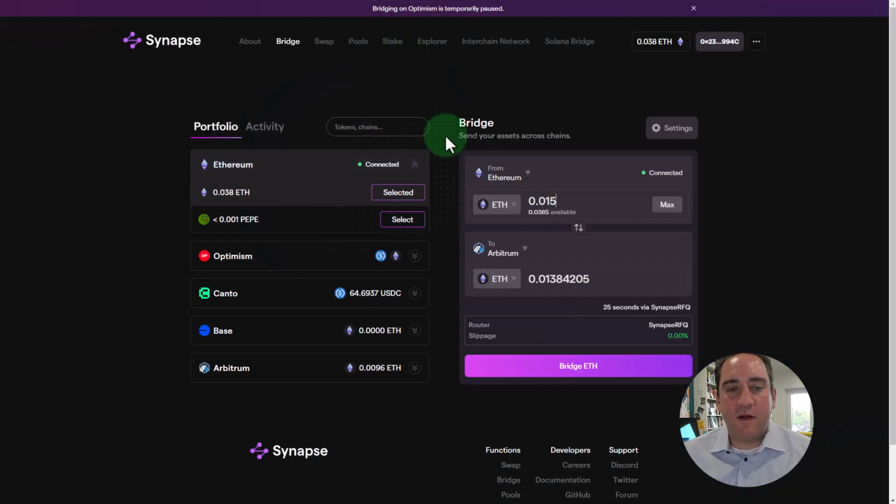Synapse Protocol is another one that I like to use that I think is brilliant. And it's been really one of my go-to platforms. This is slightly concerning: bridging on Optimism is temporarily paused.